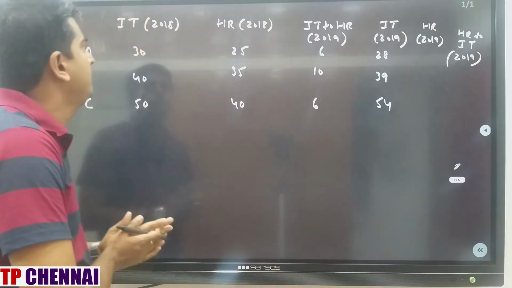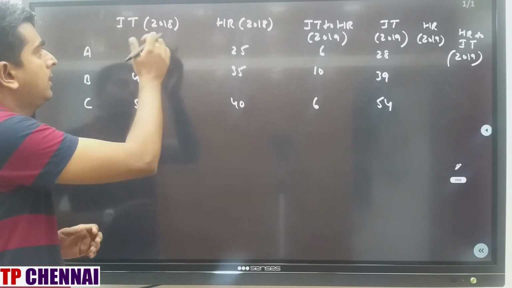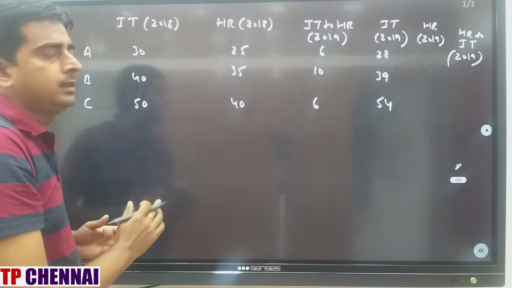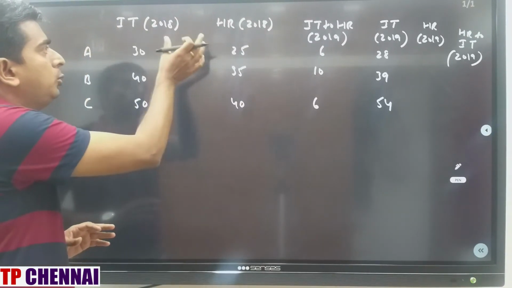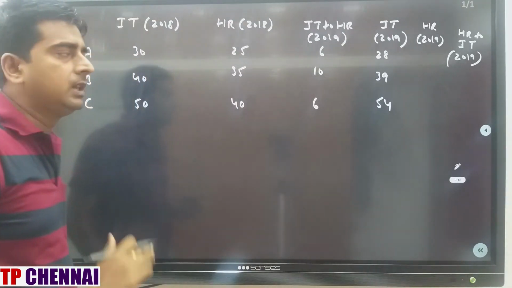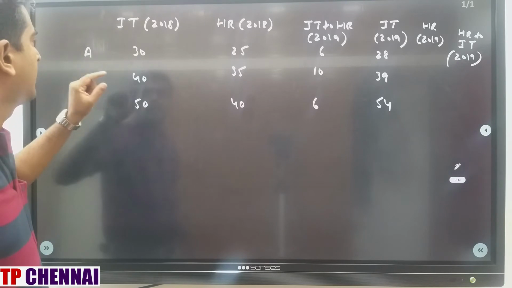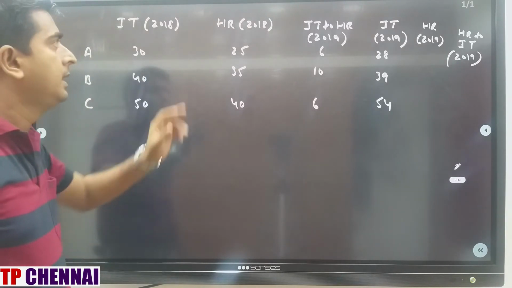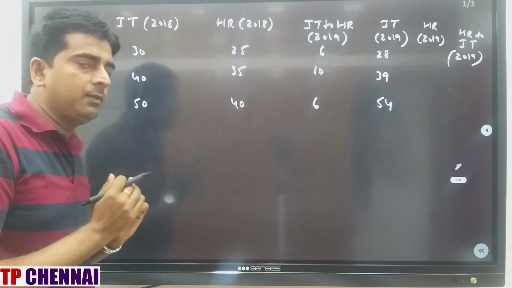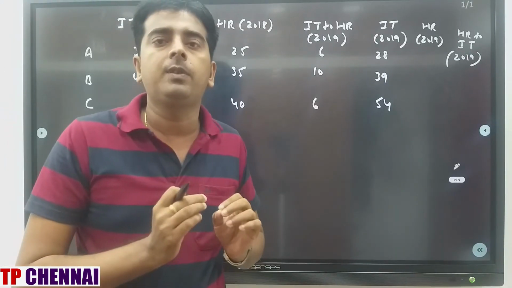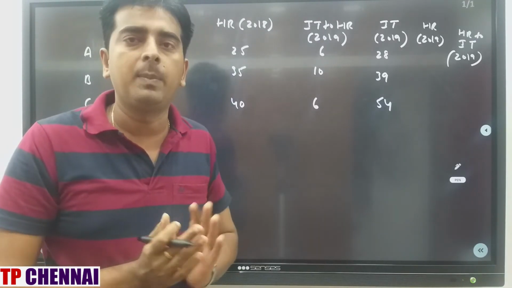So what they have given you, you have 3 different companies A, B, C, where you have IT and HR, right? IT and HR is divided among 3 groups A, B, C in 2018 and 2019. Now what they have given you, data of IT in 2018 for company A is given, company B is given, company C is given. HR department in 2018 also they have given you. And then they have mentioned that no person has left outside and no person has joined also in IT department and HR department.